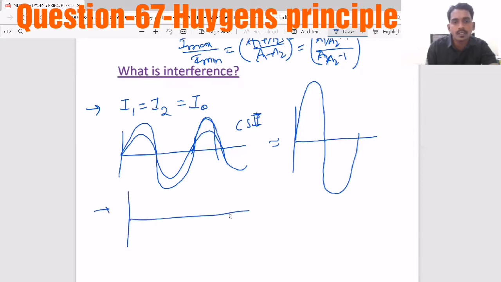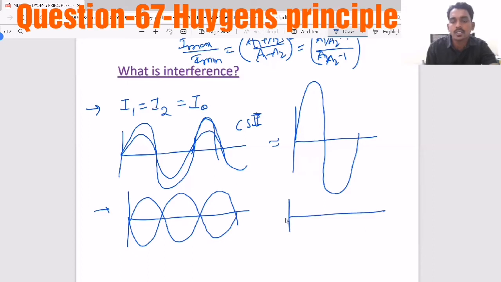And similarly, when they superimpose in this manner, positive and negative, the intensity becomes zero. Here the intensity becomes maximum, here the intensity becomes minimum. Here it will become zero. Here it will become 4 I naught.